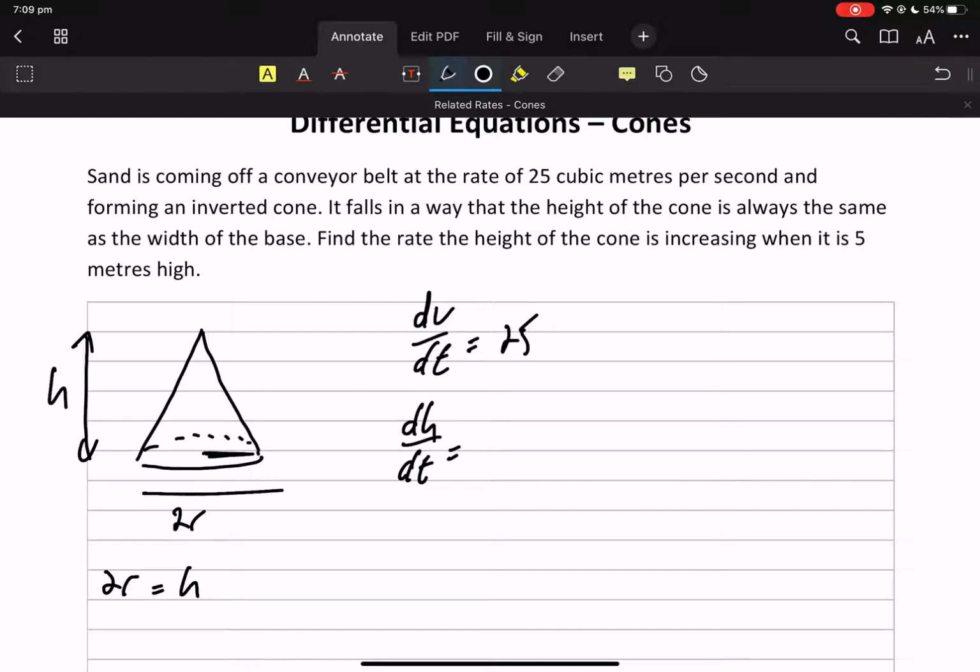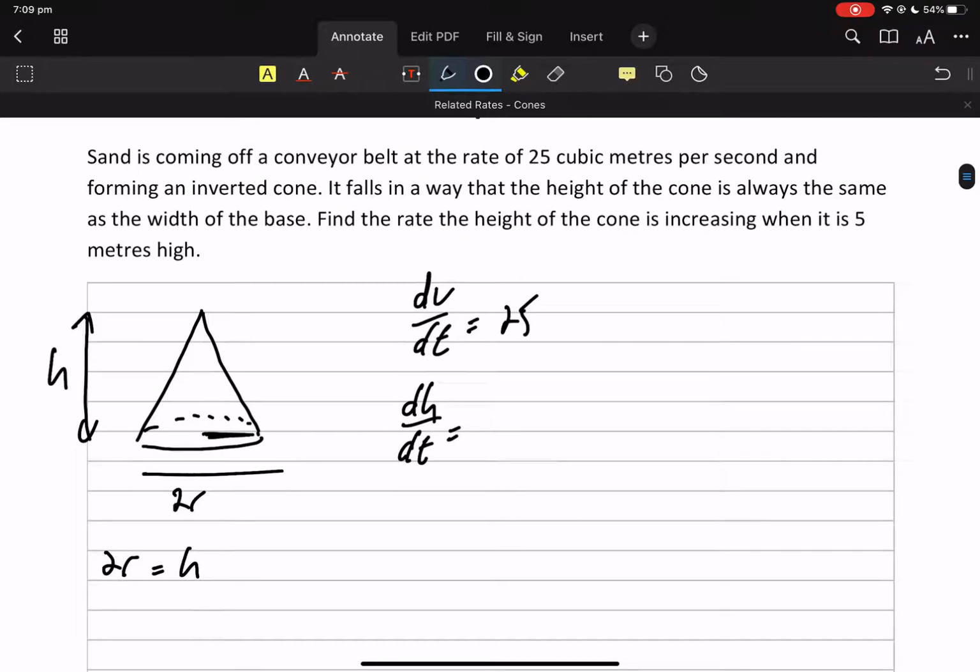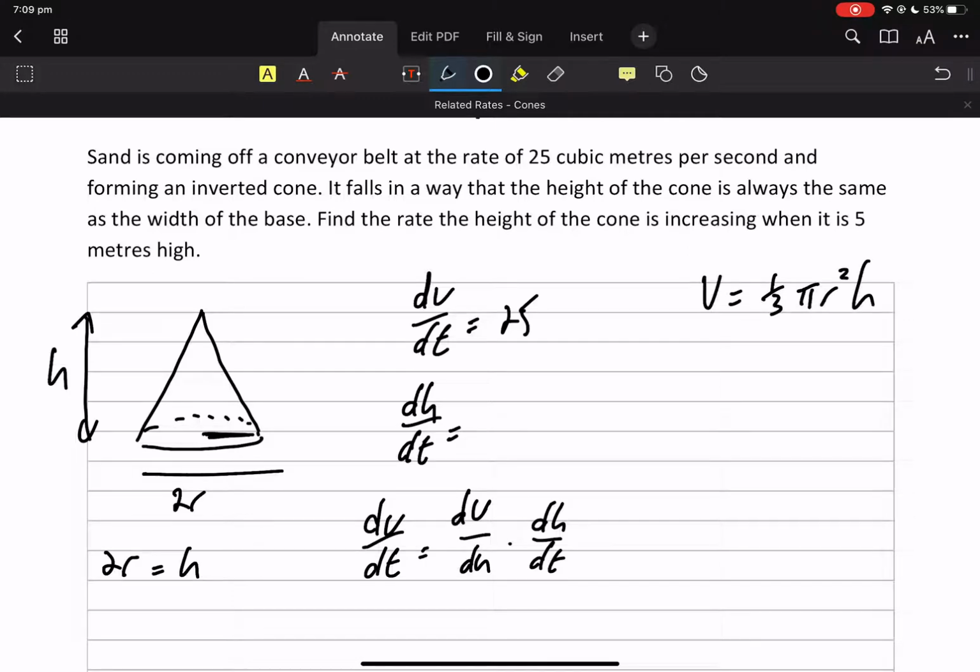So we're just looking for that chain rule pattern. If I've got a dH/dt, then what's missing? I need to have a dH on the bottom and I'm missing a dV on the top. So I need a dV/dH. Well, luckily we've got this volume formula of a cone, 1/3 pi r squared h.